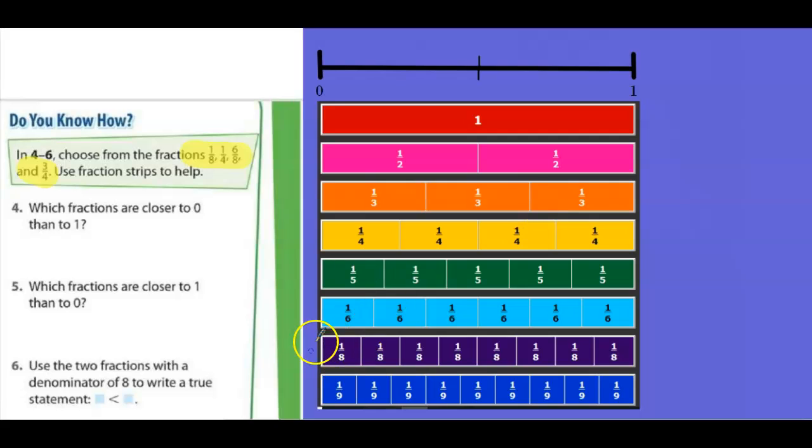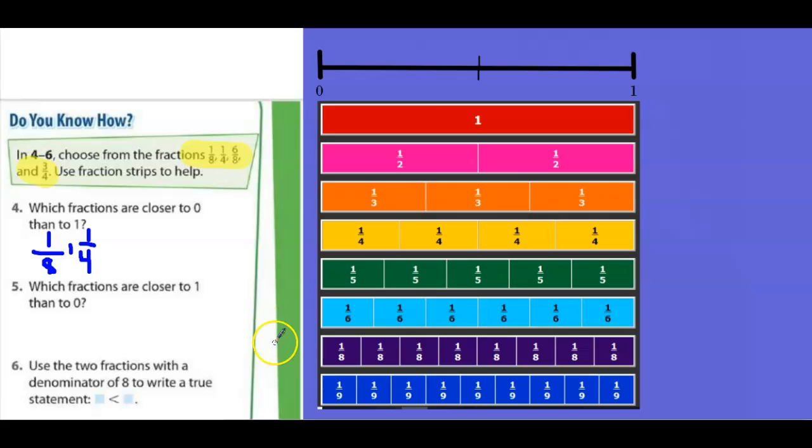So 1/8 is way down here. It's very small. It's much less than 1/2, which goes right here. So we're going to say that 1/8 is closer to 0 than it is to 1. Which fractions are closer? So let's look at 1/4. 1/4 is right here, and 1/2 is here. So you see that 1/4 is less than 1/2. So 1/4 is also closer to 0.